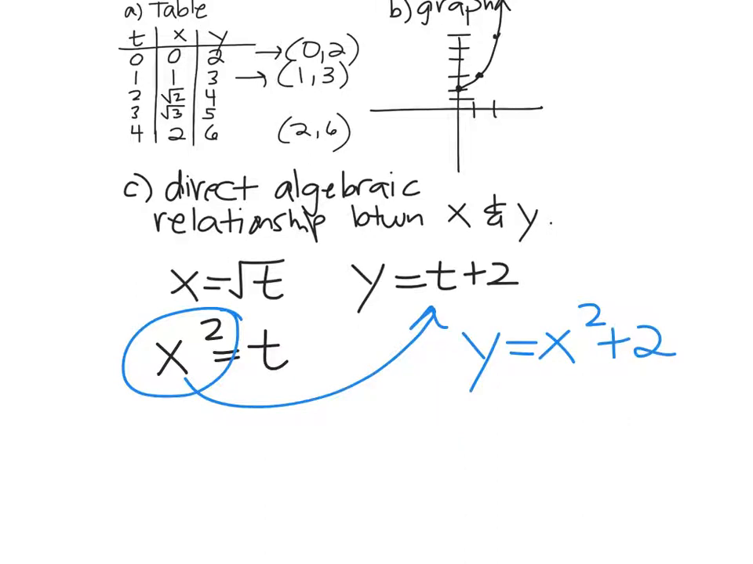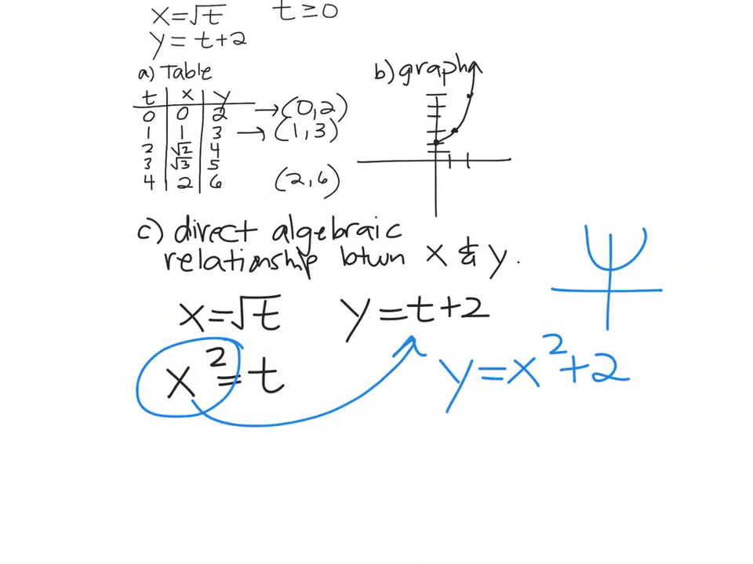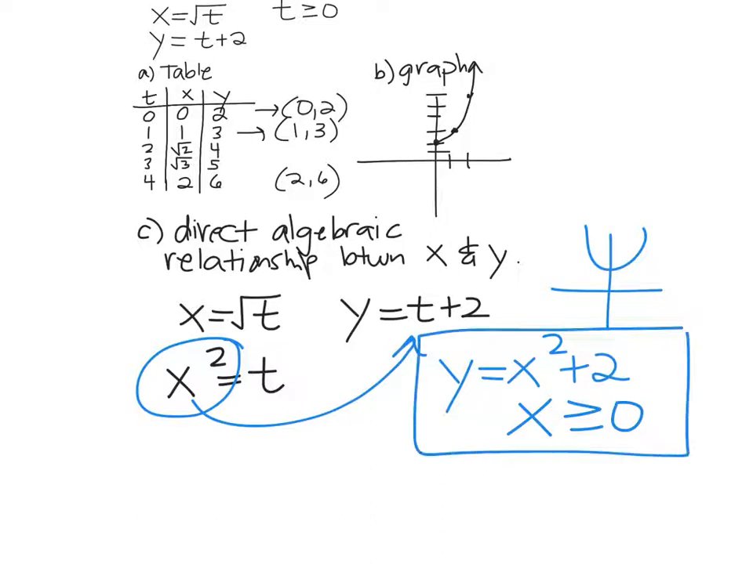Except I need to add one tiny little thing, because y equals x squared plus 2 is a parabola that's been shifted up 2. But that's not quite this. I need to say that x is greater than or equal to 0. And then that would be the direct relationship between x and y for this graph. Okay? So you gotta tack that little part on. It's not that big of a deal, but it kind of matters.